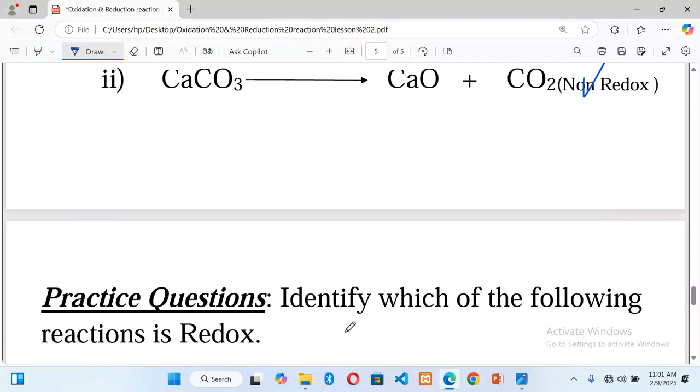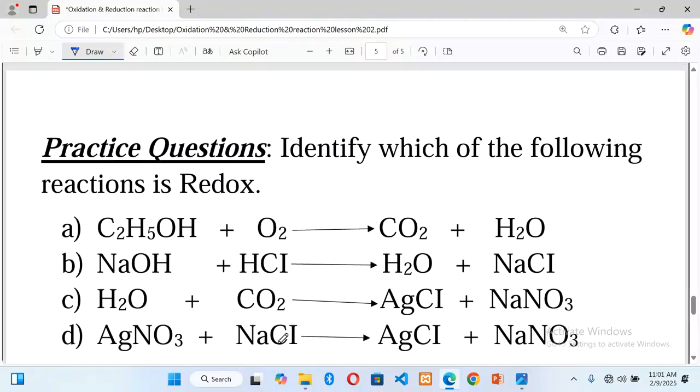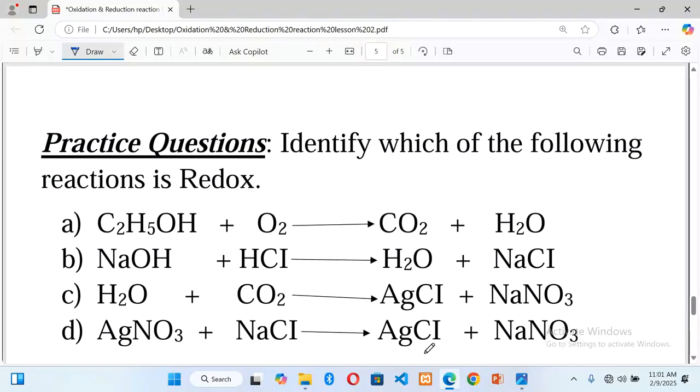Identify which of the following reactions is redox. Number 1, A, B, C, D. I want to leave these for you. Please copy them. In the comment section, you can tell me whether part A is redox, part B is not, part C is redox, part D is not. Please let me know your responses as you try out these questions. Please do them and share your comments.